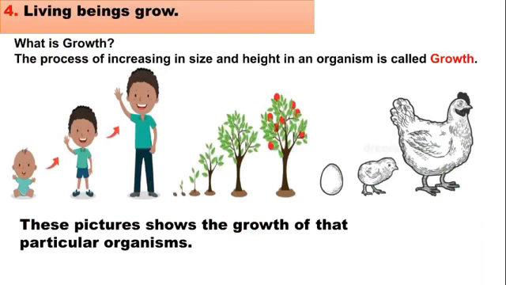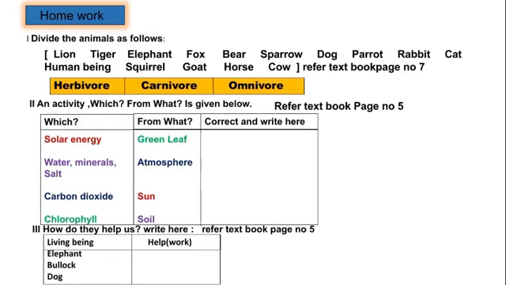So children, I hope you understood these four characteristics of living beings. Still five are there. We will continue in the next video. So children, now the time for homework. Before this, what you should do after this video: once you have to read the textbook till four points. Okay. So now homework.